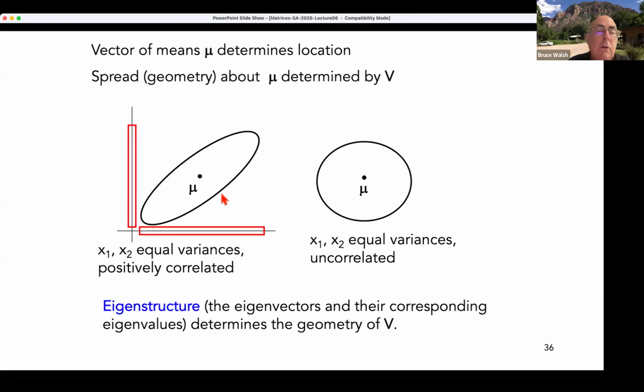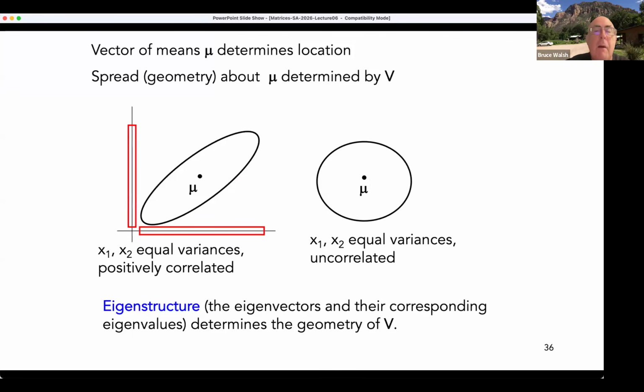So here, x1 and x2 have a positive covariance that gives this tilt. A large value for x1 is a large value for x2. Here, there's no covariance. So these structures look quite different, even though both systems have the same mean vector and the same variances. They look quite different because of the covariance. And this is only for two variables. When you move up to 3 or 4 or 5 variables, those covariance terms really shape the geometry.